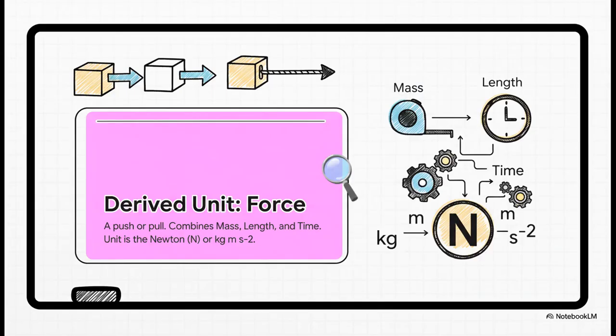Okay, let's try a slightly spicier recipe. Let's talk about force, a push or a pull. The recipe for this one uses 3 of our base ingredients. It's mass times length, all divided by time squared. This gives us the unit kilograms meters per second squared. Now that's a mouthful, right? So physicists gave it a nickname: the Newton. But don't let the fancy name fool you. Underneath, it's just mass, length, and time all mixed together.